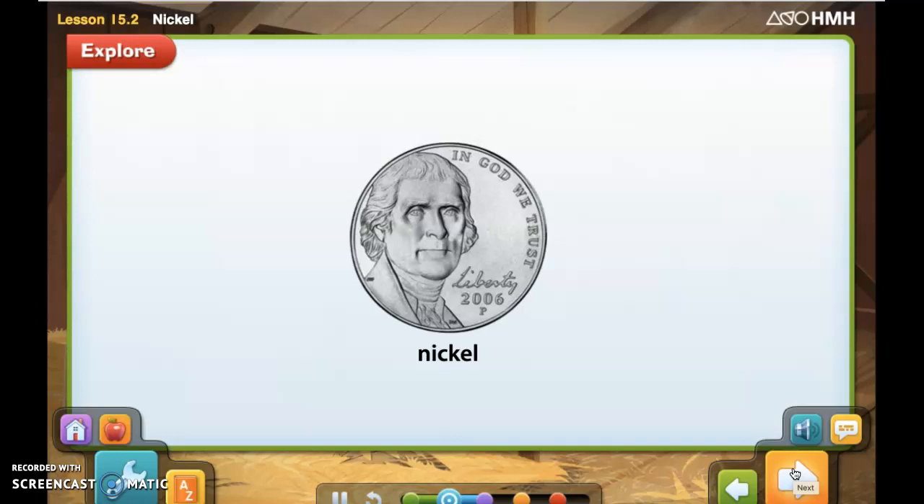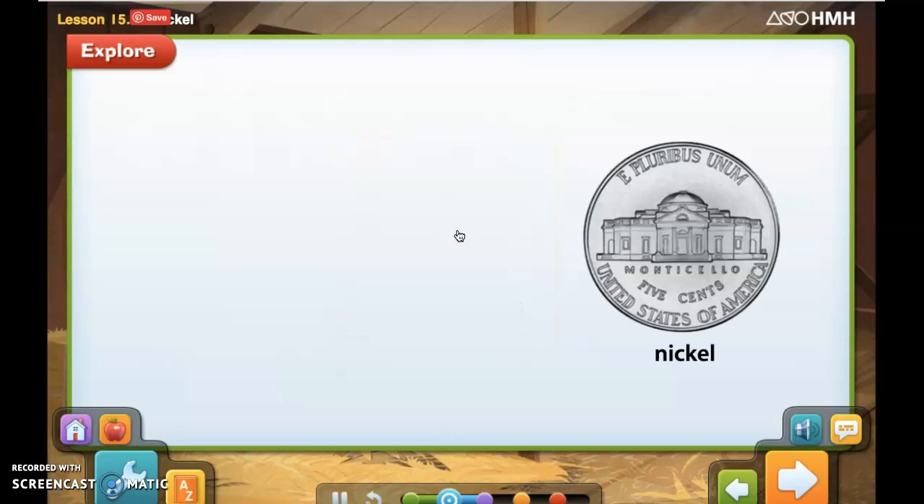The front side of a nickel is called heads. The back side of a nickel is called tails. Flip the nickel over to take a look. The picture on the back of a nickel shows a building called Monticello. It was President Jefferson's house.